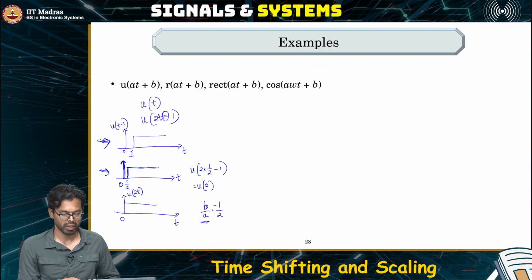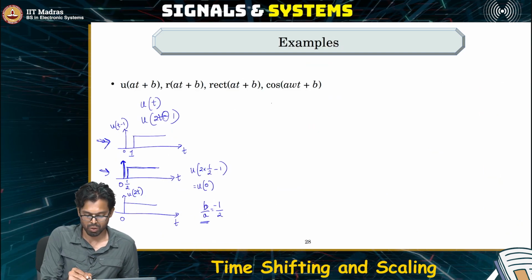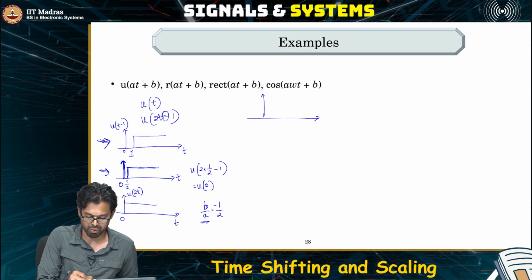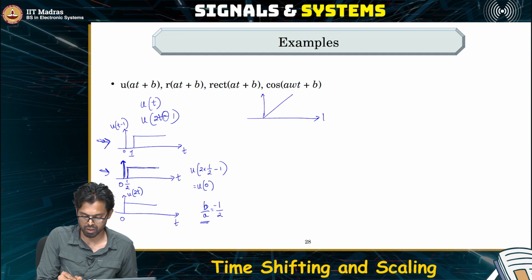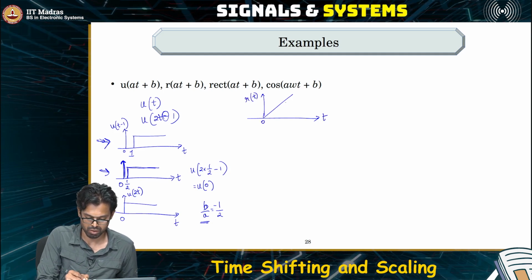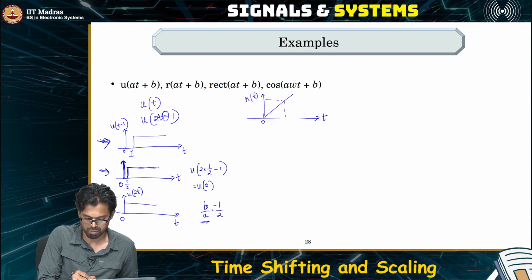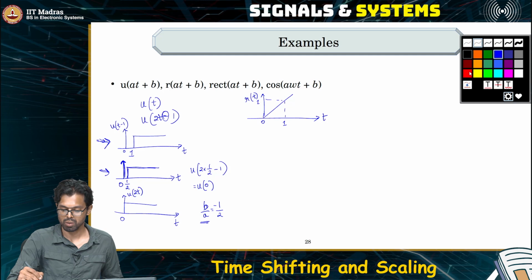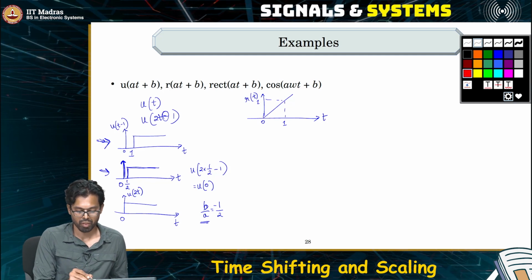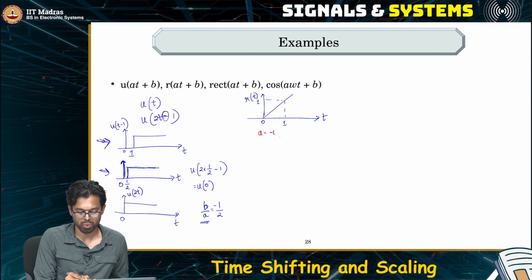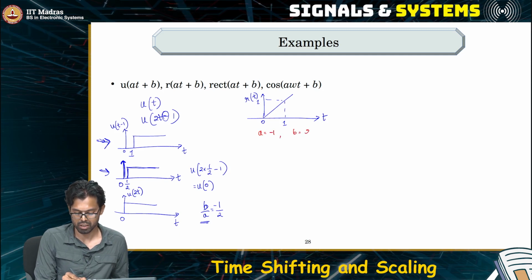Let's see more examples now. Now I want to compute what happens to this ramp function. This is a regular ramp function, right? This is r of t. 0, one of the points is 1. Okay. Now let us see what happens when A is -1 and B is, let's say, 2.